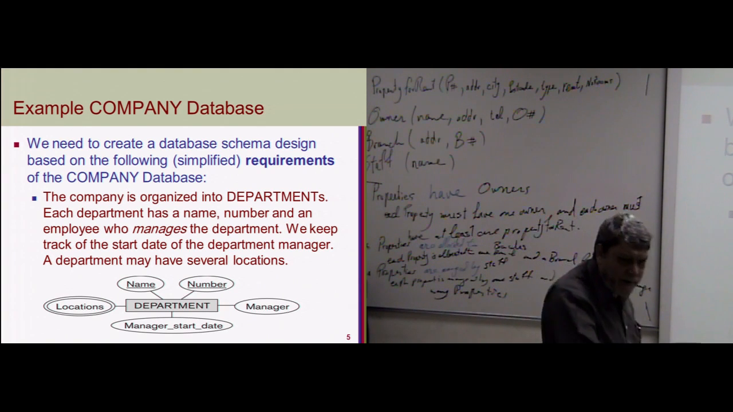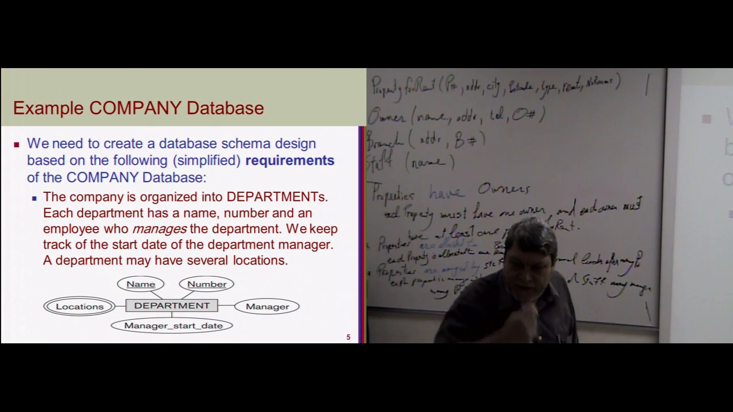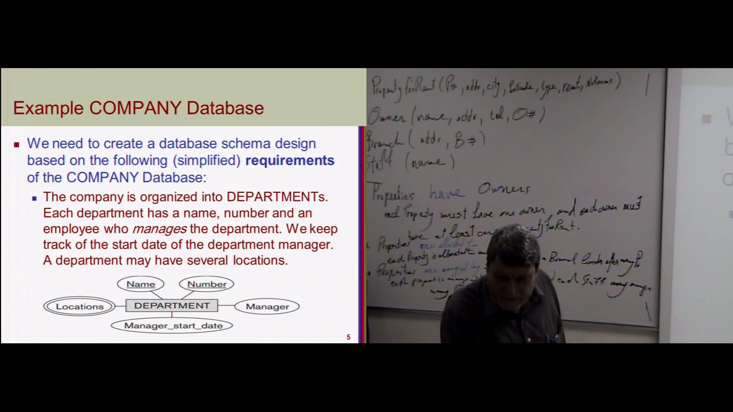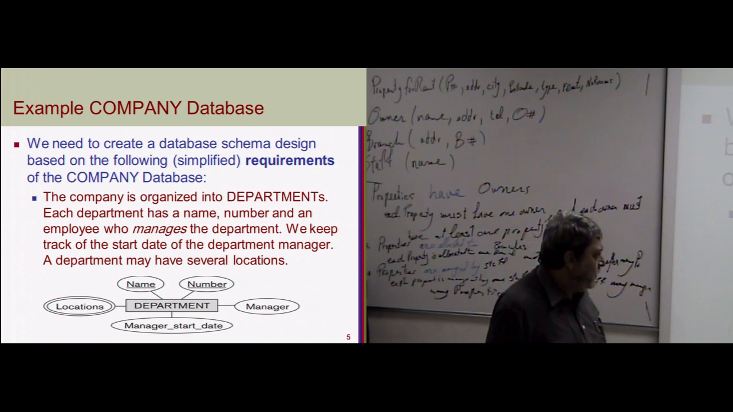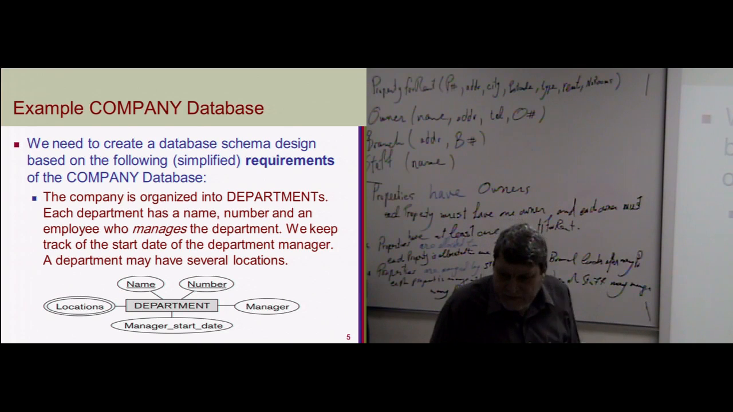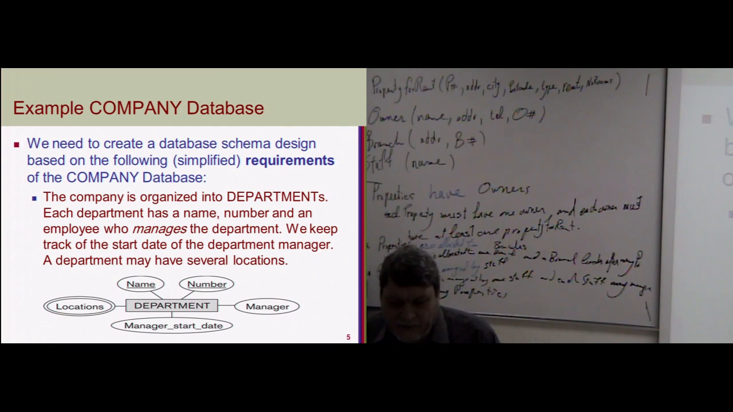So we can add another attribute now. This last sentence tells me that we need to store something more about the department, the start date of the manager. A department may have several locations. So another thing we need to store about the department is the location. And he says may have many locations, several locations.